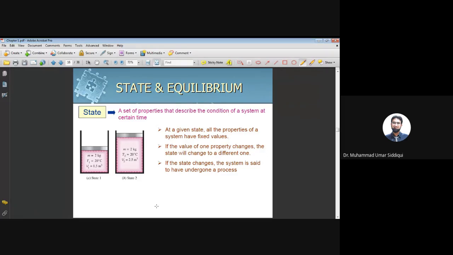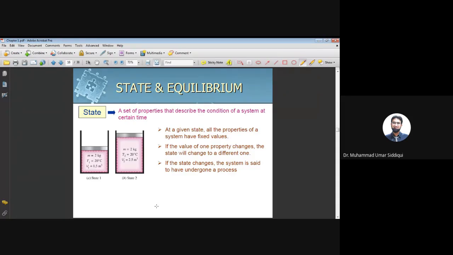Okay, so let's come over to the next topic, state and equilibrium. State is basically what? State means, if I speak in Urdu, maujooda halat, state. So the current condition of anything is its state. A set of properties that describe the condition of a system at a certain time. At a specific time, what is the temperature, what is the pressure, what is the density, what is the volume, what is the enthalpy, what is the entropy, what is the internal energy, everything. Combine all the properties at that specific point, that is the state of that system. So maujooda halat, kisi bhi cheez ki maujooda halat is the state.